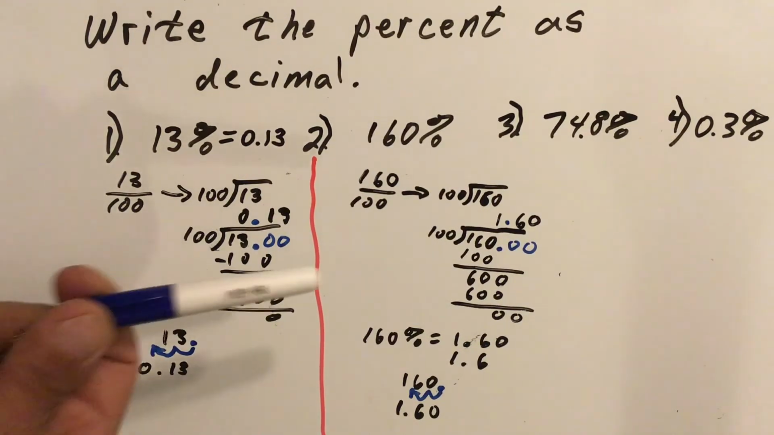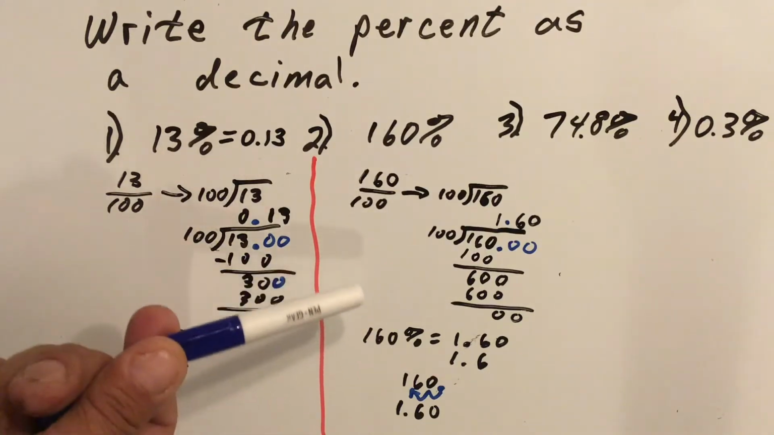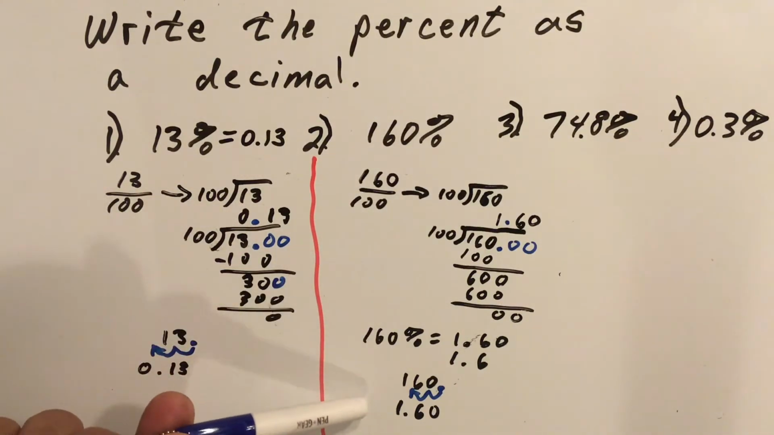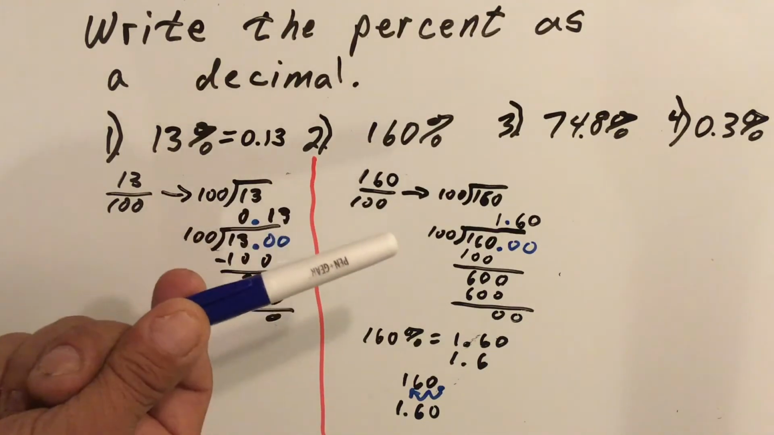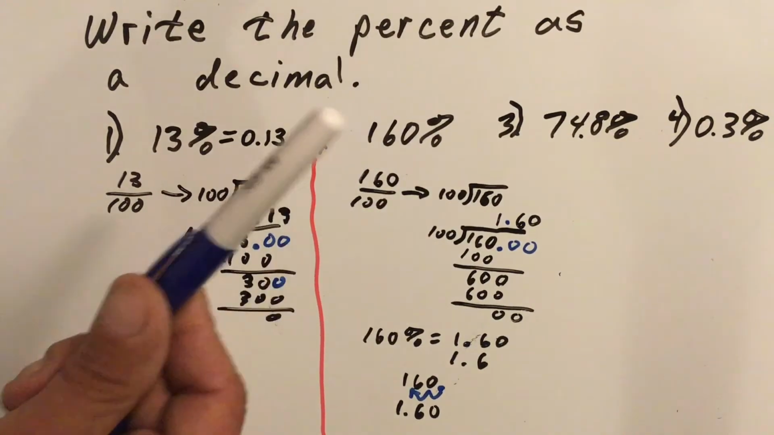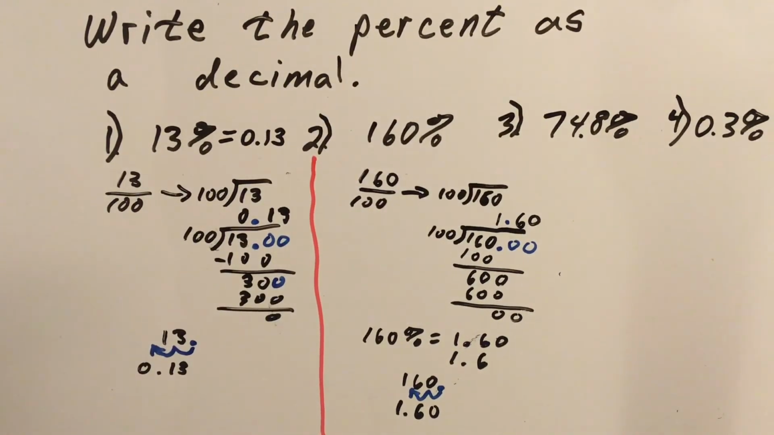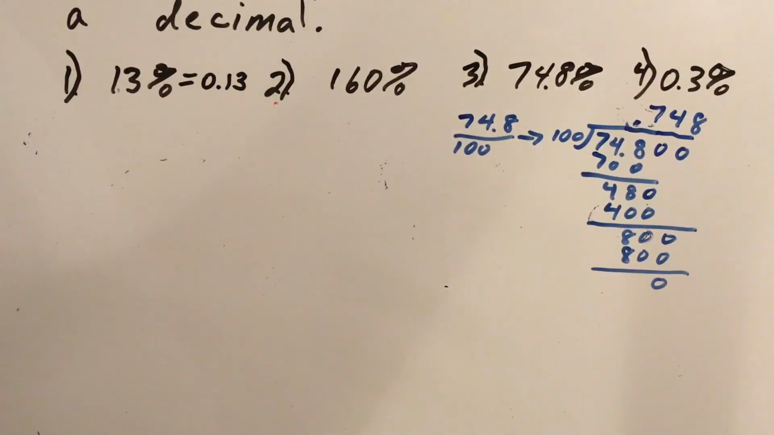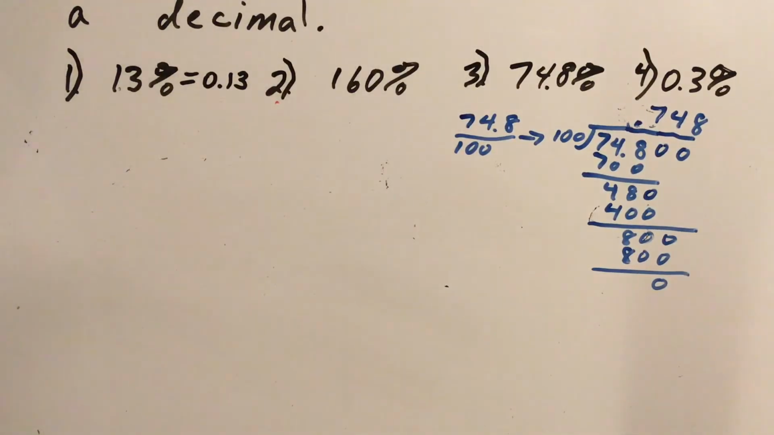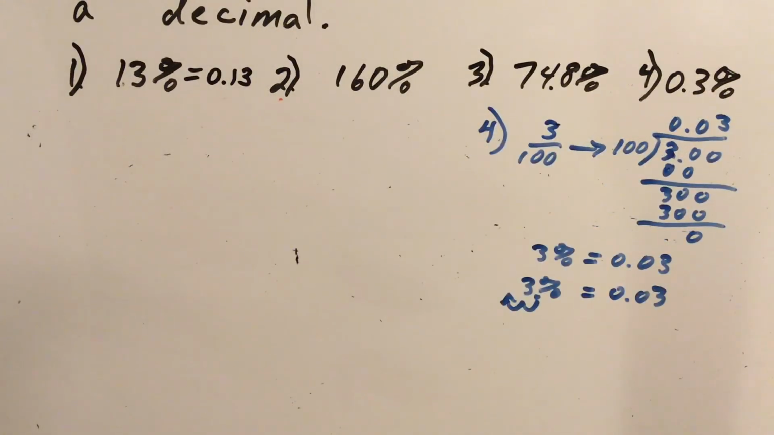So I want you guys to practice the process of turning into a decimal using the division process for number 3. And right now, pause the video and try number 3 and number 4 on your own. All right, here's number 3. So our answer is, and here is number 4.